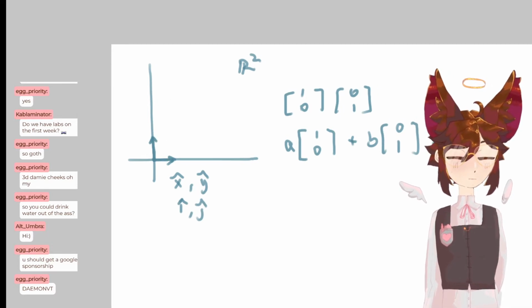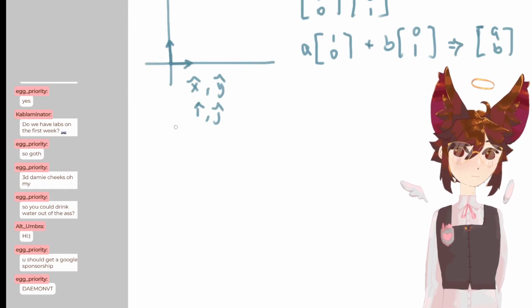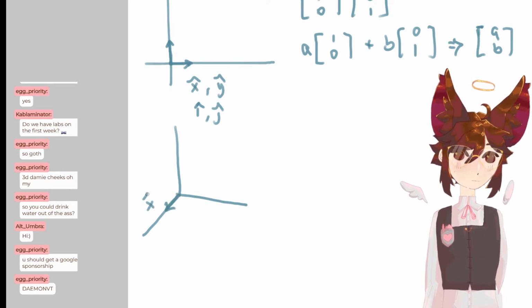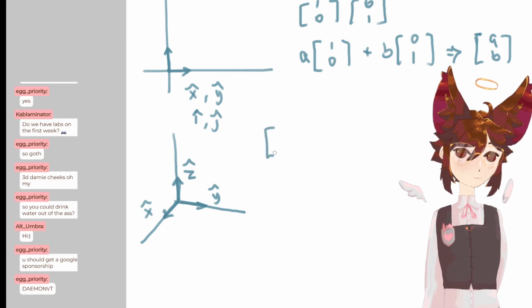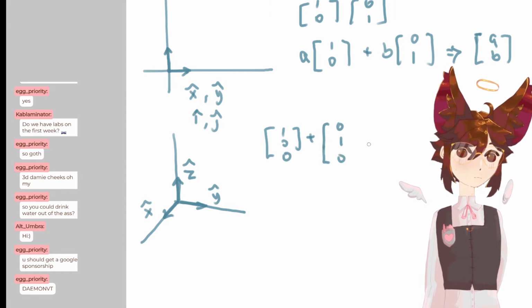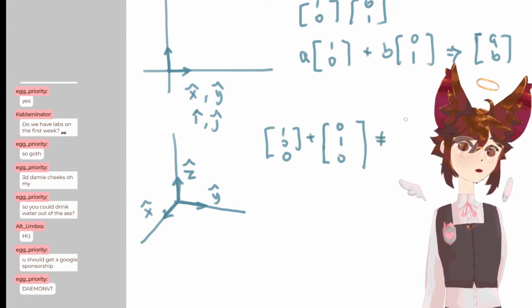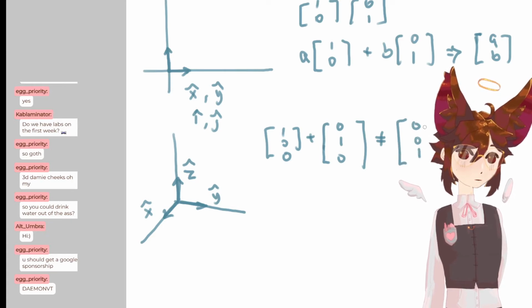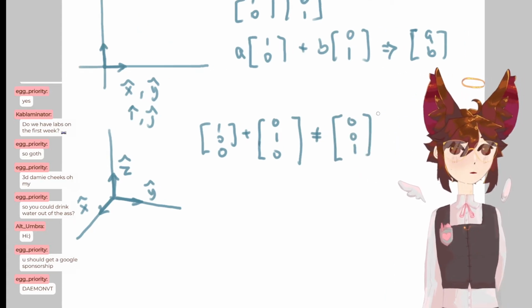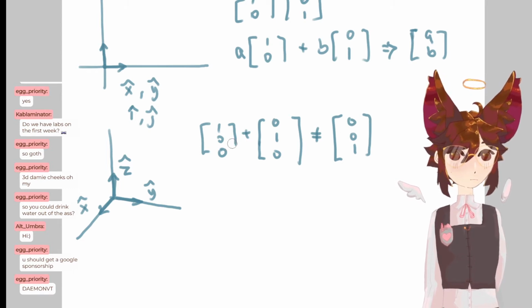And this makes a little bit more sense in R3. If we take a look at this vector here, this will be x, this vector here will be y, and this vector here will be z. If we do x plus y, there's no way that it can ever equal z. So z is not a linear combination of x and y.